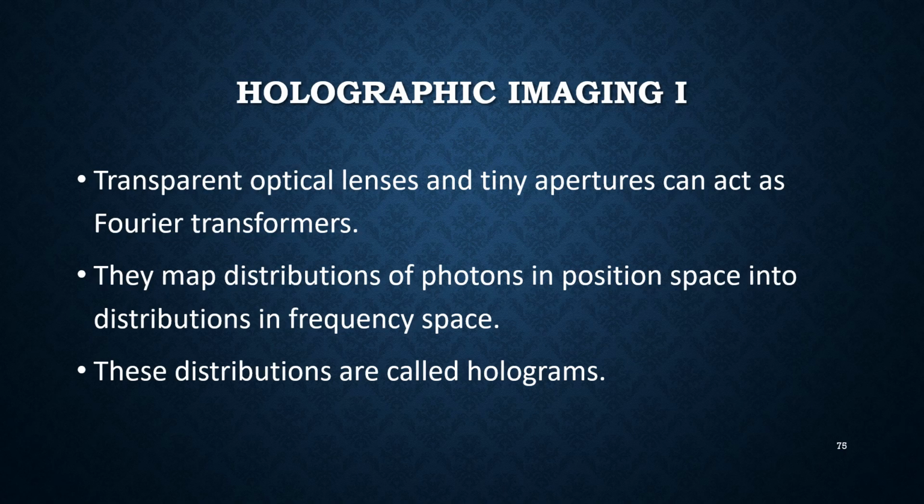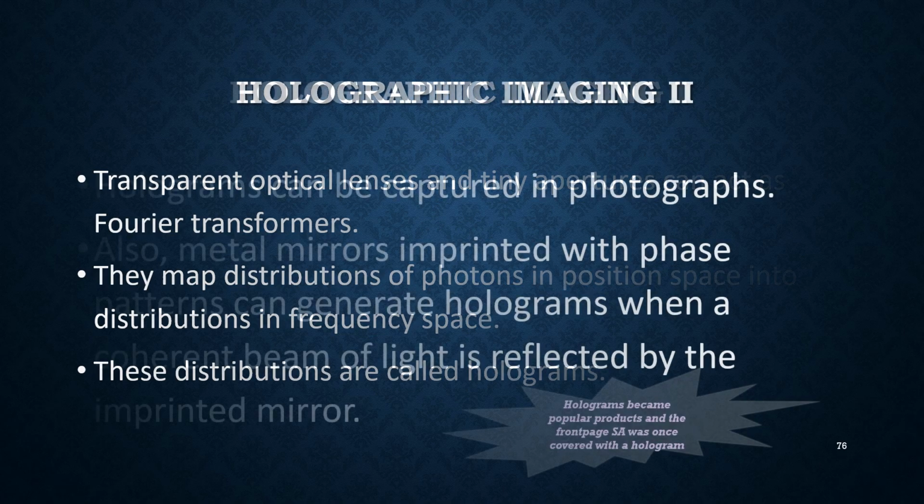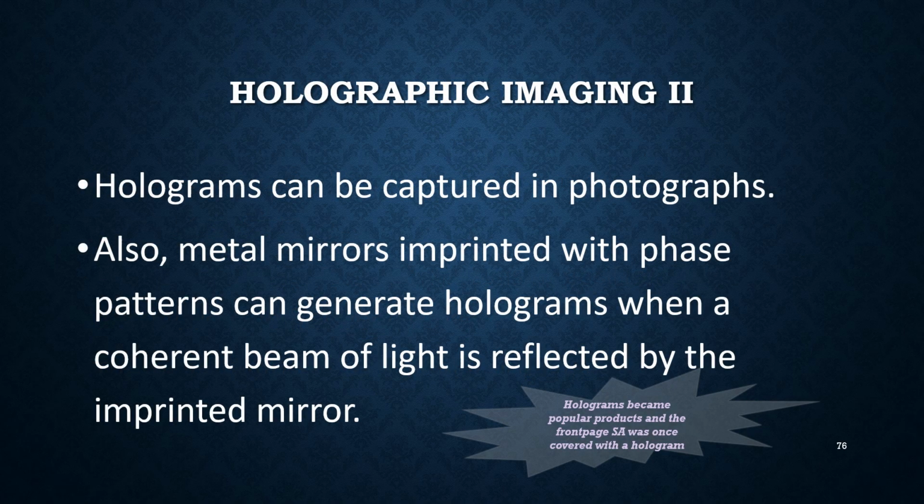Transparent optical lenses and tiny apertures can act as Fourier transformers. They map distributions of photons in position space into distributions in frequency space. These distributions are called holograms. Holograms can be captured in photographs. Also, metal mirrors imprinted with phase patterns can generate holograms when a coherent beam of light is reflected by the imprinted mirror. Holograms became popular products, and the front page of Scientific American was once covered with a hologram.